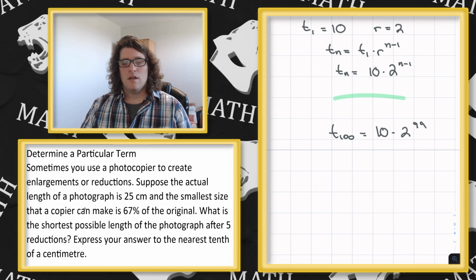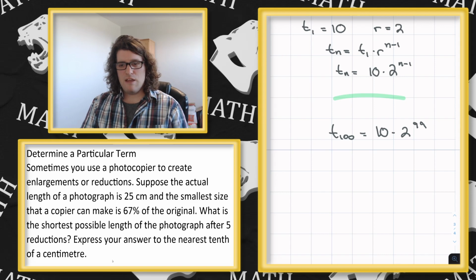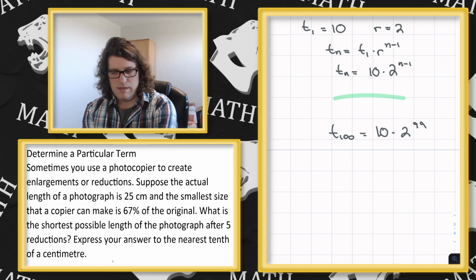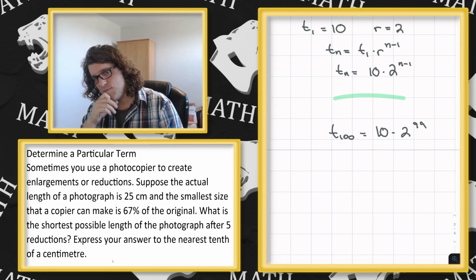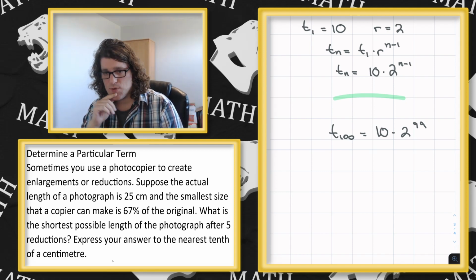So if we were asked to determine a particular term, this is very similar actually to what I just did with saying T100, which is fine. I'll just do this example as well. This says sometimes you use a photocopier to create enlargements or reductions.